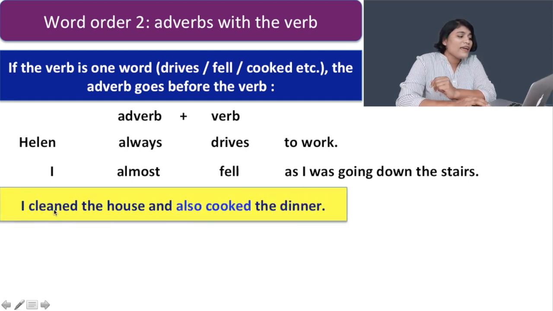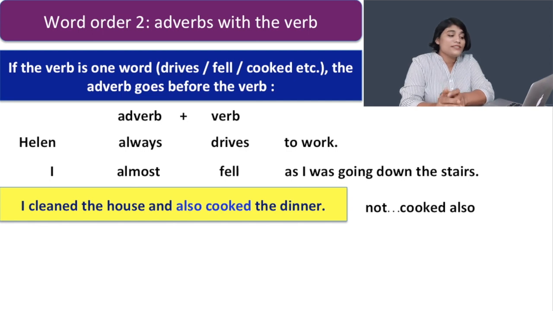Next, I cleaned the house and also cooked the dinner. Here in this example also, cooked is a main verb and it is a single word. In that case, you have to put the adverb just before the verb; that is, also is there just before the verb cooked. So here you do not say and cooked also the dinner. You don't place the adverb also after the verb cooked.